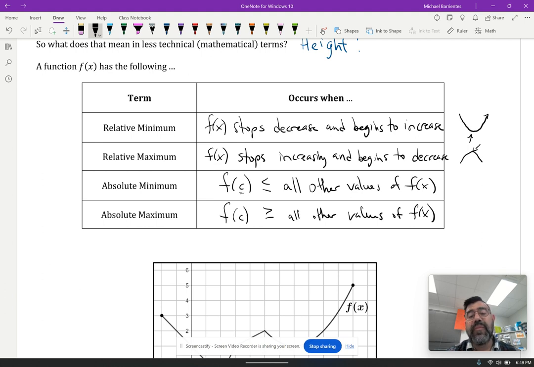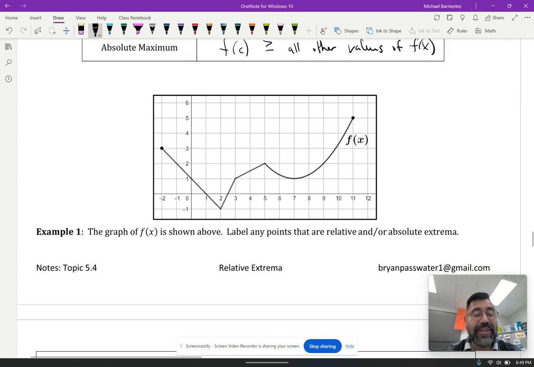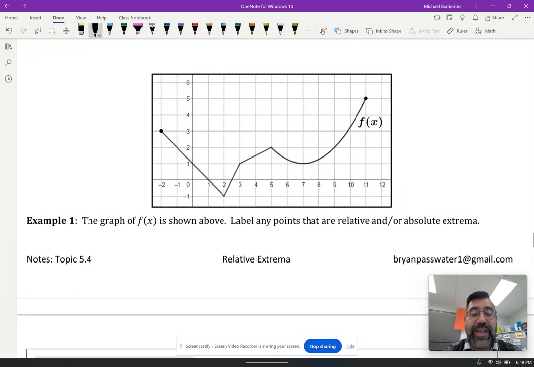And so in thinking of our relative extrema, our relative minimums and relative maximums, in terms of increasing and decreasing, we can pair those two ideas and create what's called the first derivative test for relative extrema, which we're going to get into in the second video. But let's finish this part up. It says, can you label any points that are relative or absolute maximums, relative or absolute minimums, or extrema?